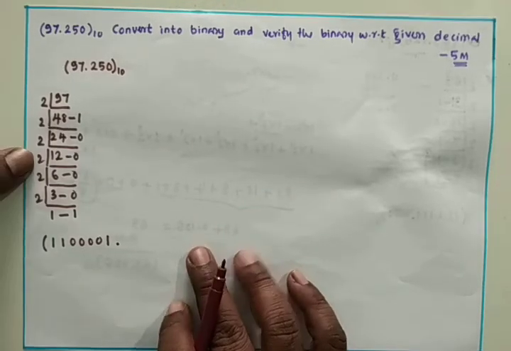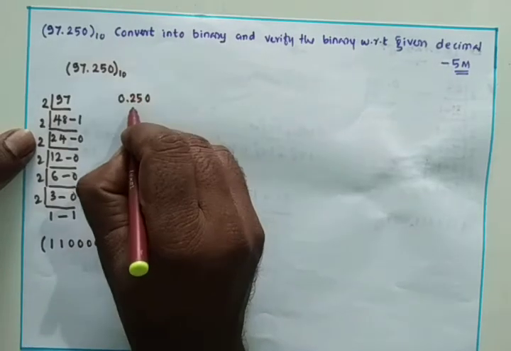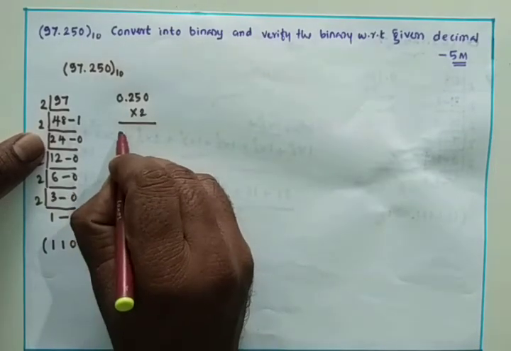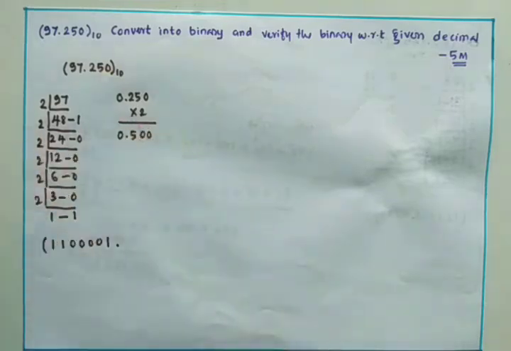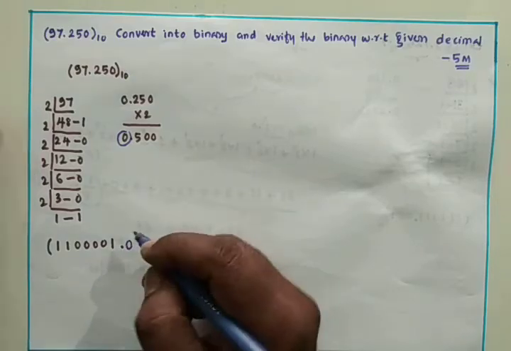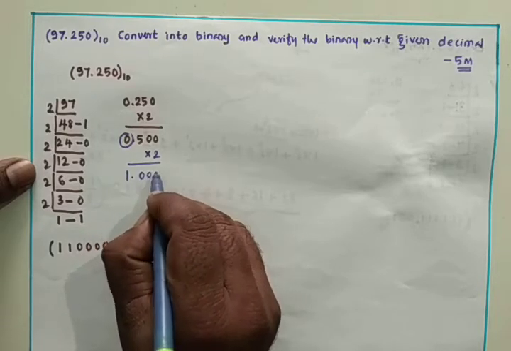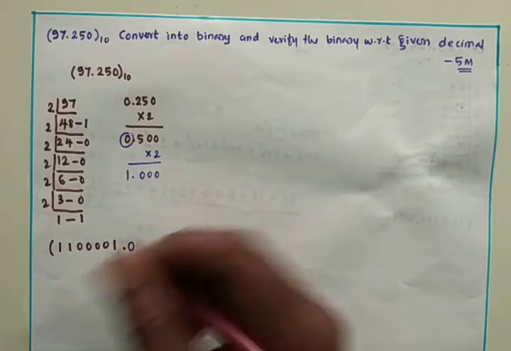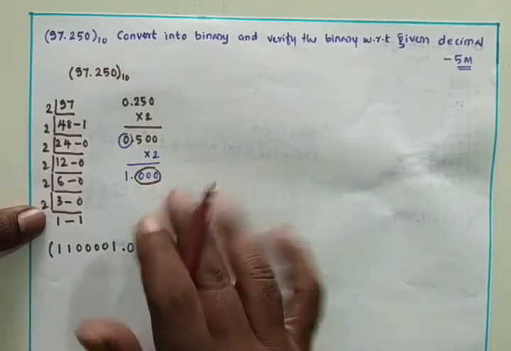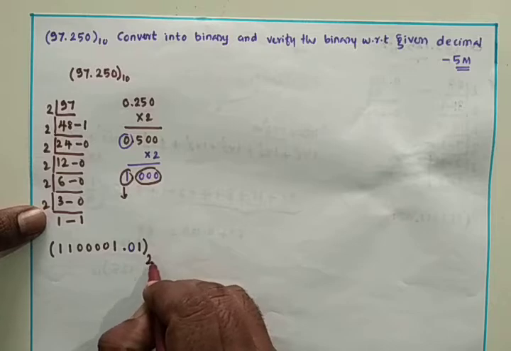Then we have to take the fractional part. What is the fractional part? We have 0.250 multiplied by 2. Now we are going to multiply with 2. 0.500 you get, so we take this 0, so that 0 comes here, and again it is multiplied with 2, which gives 1.000. So now the fractional part is completely zeros only. If I multiply with 2 again, I will get 0, so I can stop my procedure here. This is what? It is the binary form.